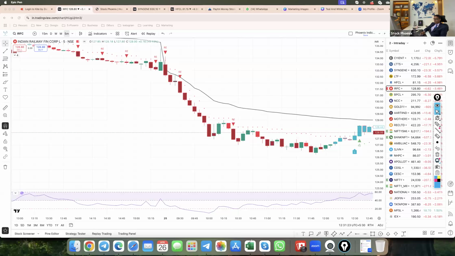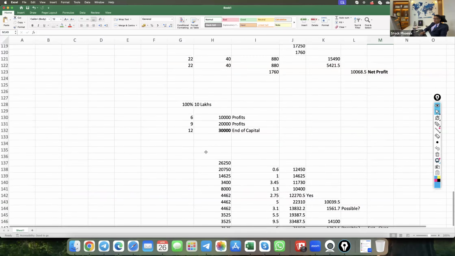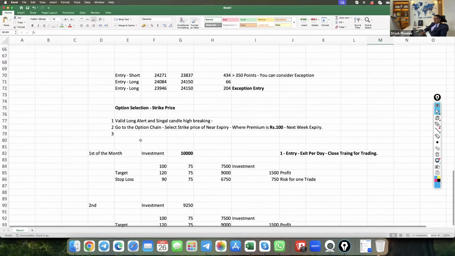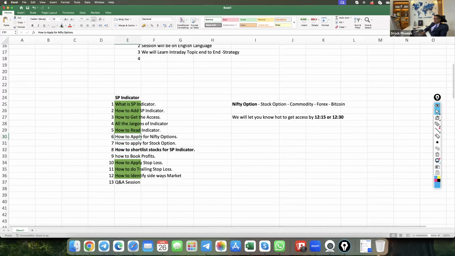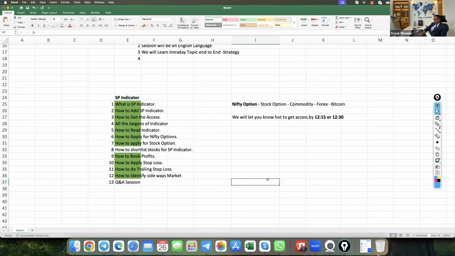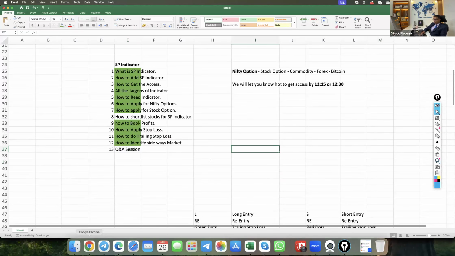So now, let's go to our stack of learning for the day. We have completed how to apply Nifty options, stock options, and how to book profits. The only thing pending is how to do stock selection for the SP indicator. That also we will start now.